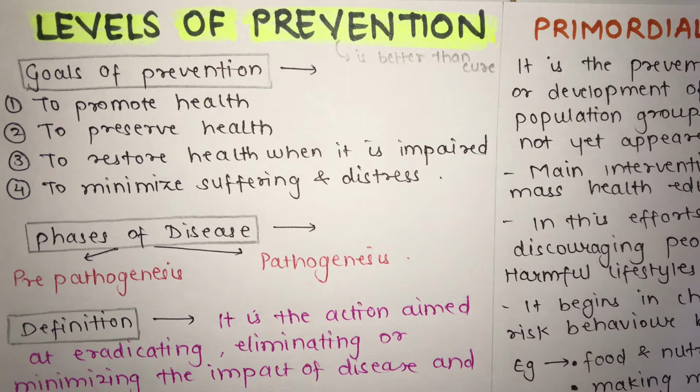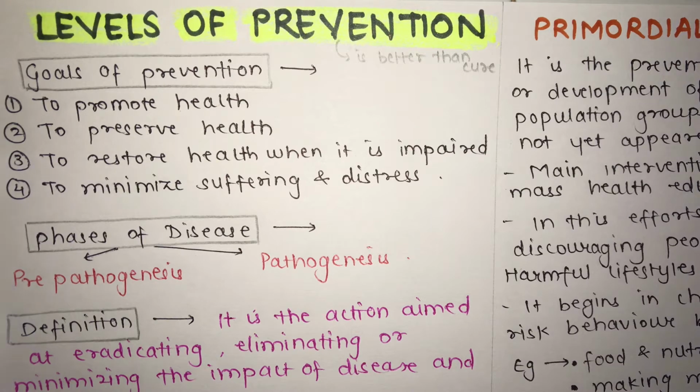So what are the goals of prevention? The first goal is to promote health. Second is to preserve health. Third is to restore health when it is impaired. And fourth is to minimize the suffering and distress. So first we are promoting health, then preserving health, then restoring the health if it is impaired, and the goal of prevention is to minimize the suffering.